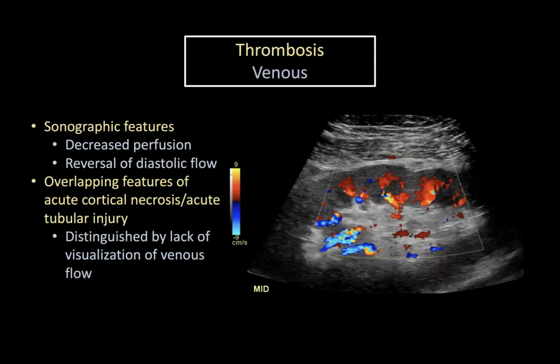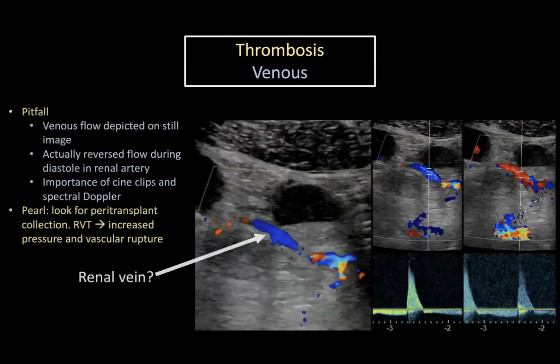Now, venous thrombosis is a little bit more challenging because you don't have absent perfusion, but you have decreased perfusion. Arterial flow is able to get into the kidney graft, but the venous thrombosis is going to occlude flow from coming out, and so you'll get decreased perfusion and very high resistive indices, often demonstrating reversal of diastolic flow within the renal arteries. And there are overlapping features between acute cortical necrosis and acute tubular injury. These are usually distinguished by the lack of visualization of venous flow.